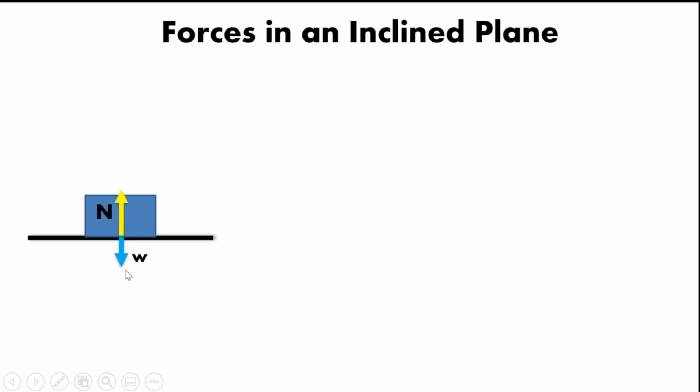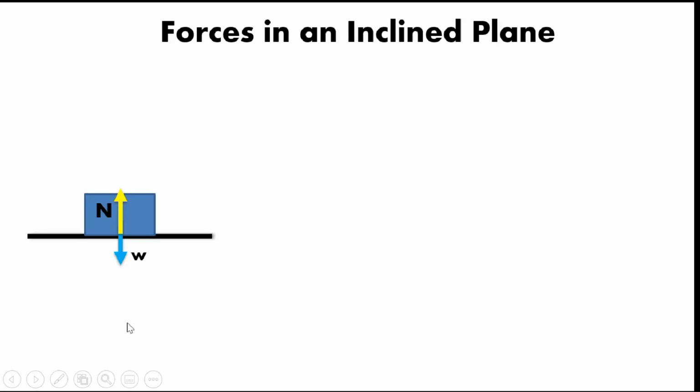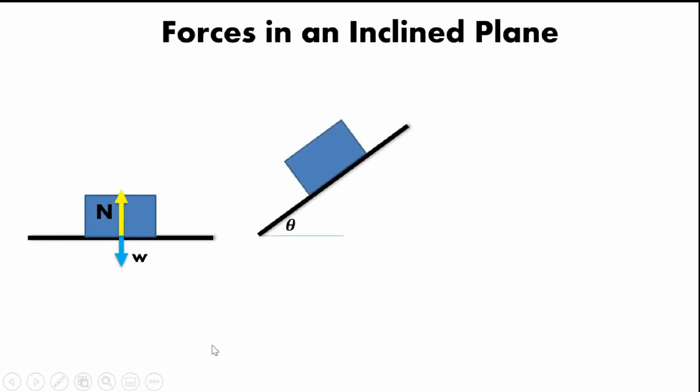Looking at the diagram, for the box on top of the surface, we can identify that there are two forces acting on it. That is the weight and the normal force. Now, if we incline this surface to a certain angle, just like this, definitely the box will accelerate.